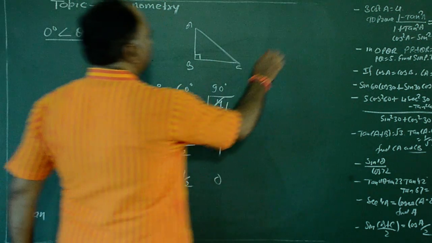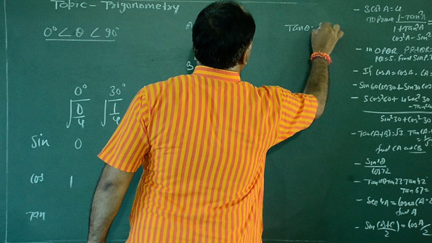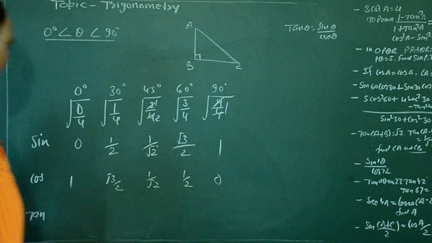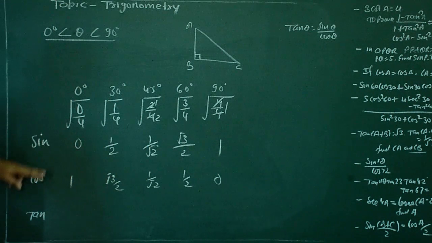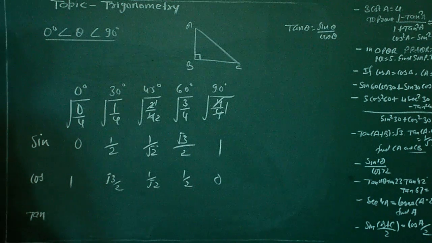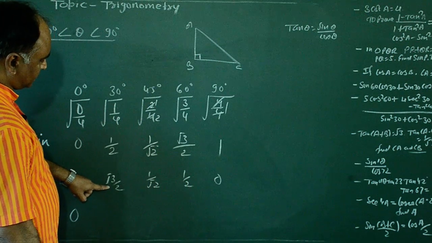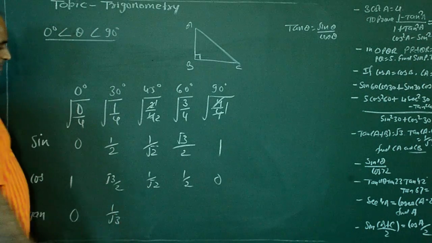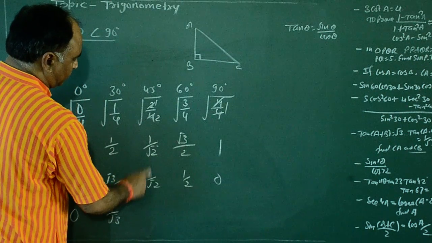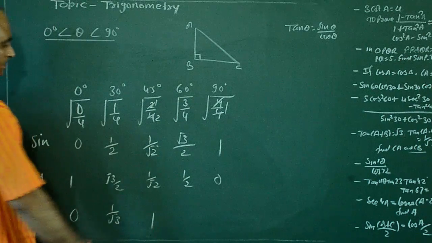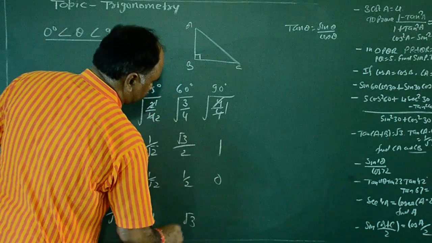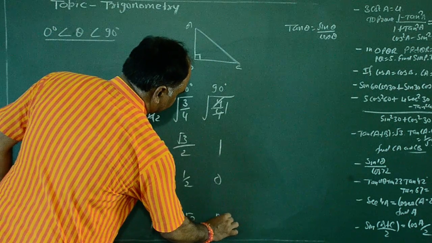And then value for tan. I have already told you tan equal to sine upon cos. So you have to divide sine by cos. 0 by 1, and you have got here 0. Then 1 upon 2 is divided by root 3 upon 2, and you will get here 1 upon root 3. 1 upon root 2, 1 upon root 2, cancel it, and you have got 1. And here you will divide this number by this, and you will get root 3, and then not defined.